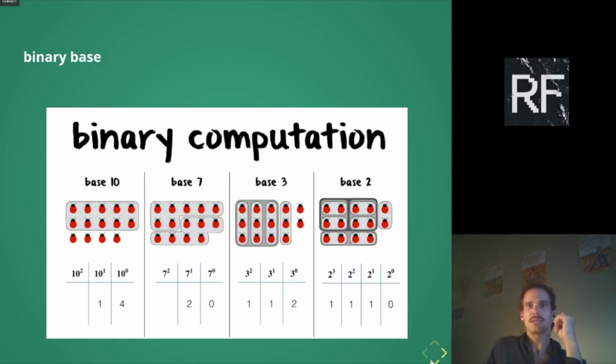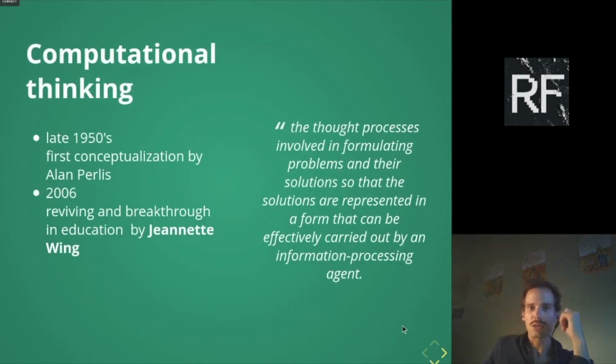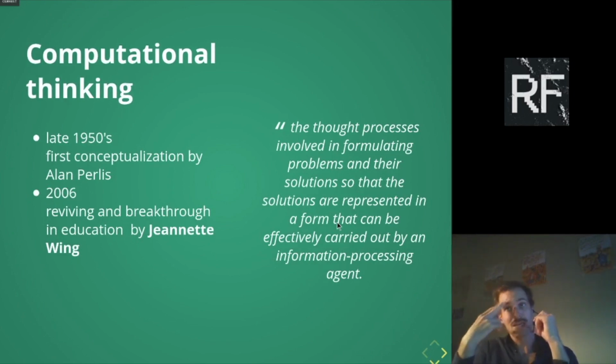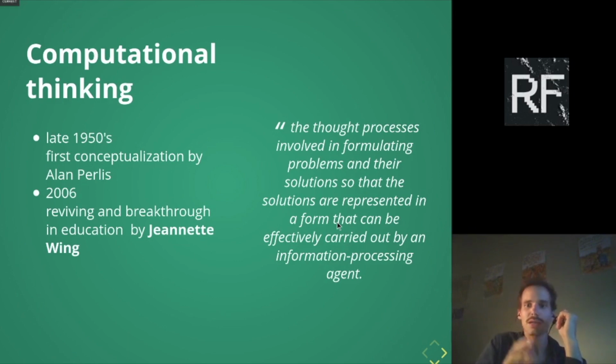So with this basis, we can finally define what computational thinking is. There is a definition over there, but roughly said, computational thinking is the way to represent and design things for computers. It's a way to speak to a computer. It has been already conceptualized in the 50s, but had a giant reviving and breakthrough in education thanks to Janet Wing, who made this kind of definition.